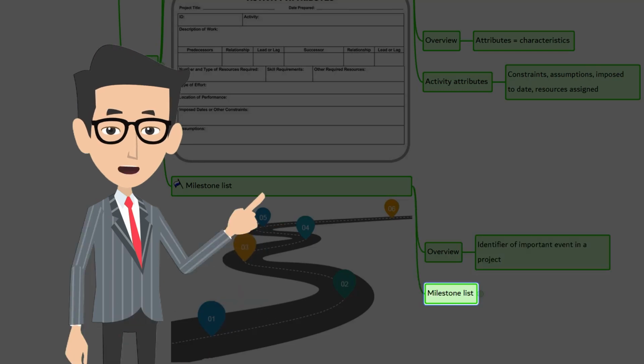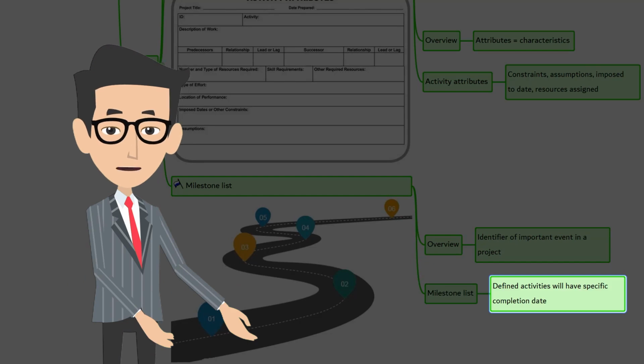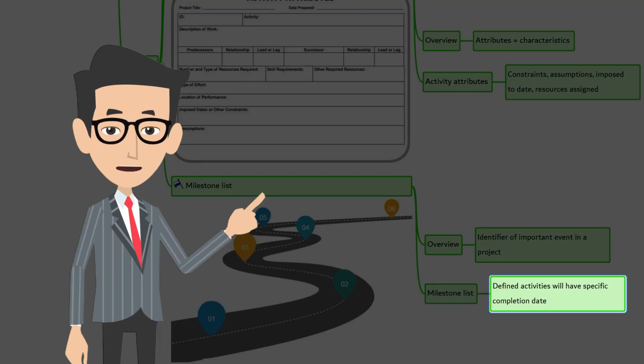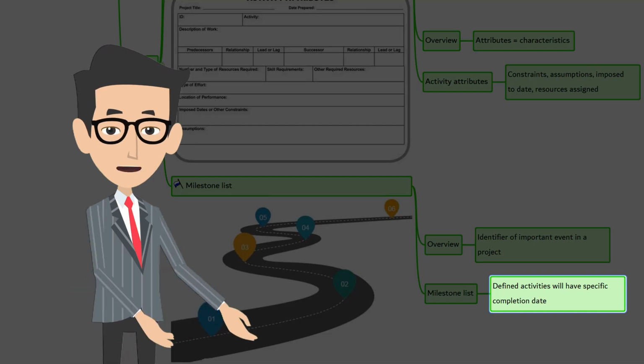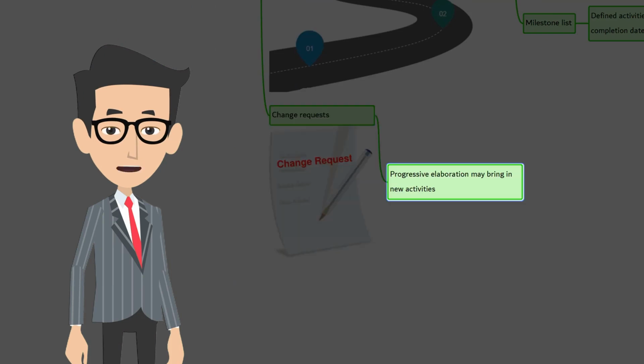Now, milestone in current context. Upon defining activities, certain activities are grouped together with specific date of completion. These are all called milestones. The project will have multiple milestones. The next in the list is change request. Once the project has been baselined, the progressive elaboration of deliverables may reveal more information about the activities or work which are not part of project baselines. So, this results in change request.